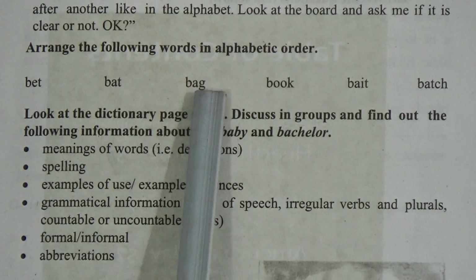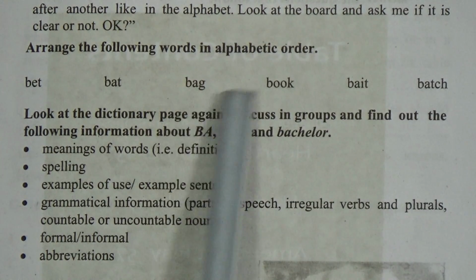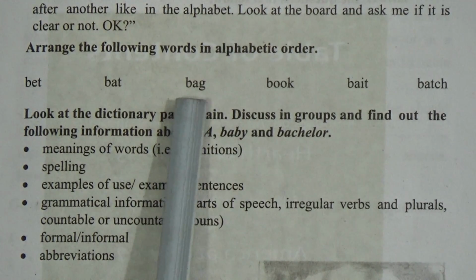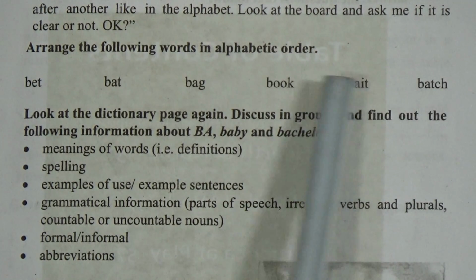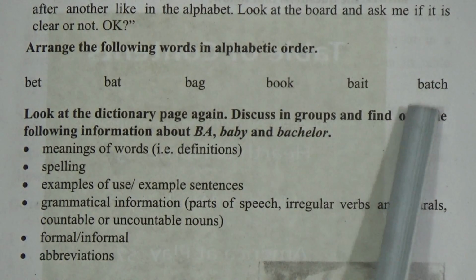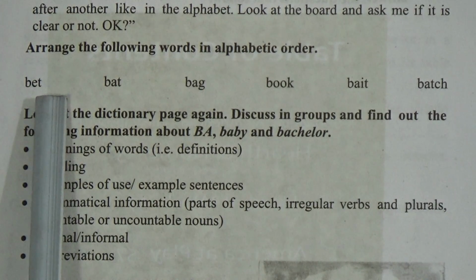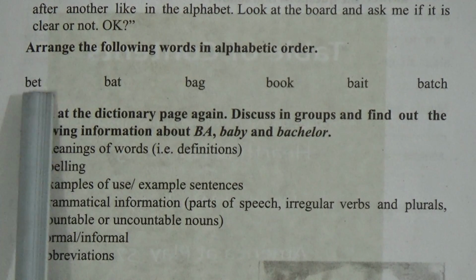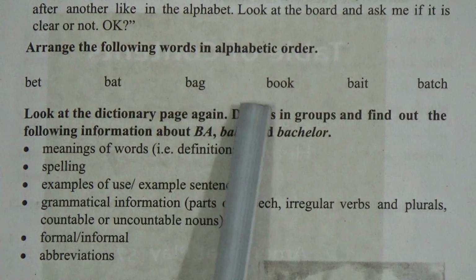B-A-G. G comes before T, I or C. So the word bag should come first alphabetically. Bag first. Then we should have the word bait. Then we should have the word bat. And then we should have the word batch. And then we will have bet as E comes before O. So we will have bet as the next word and book will be the last word alphabetically.